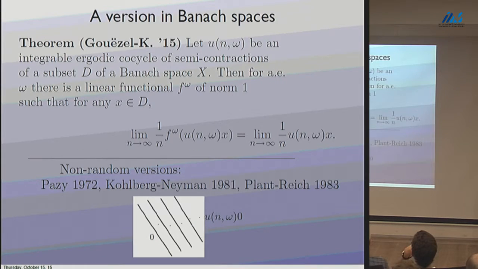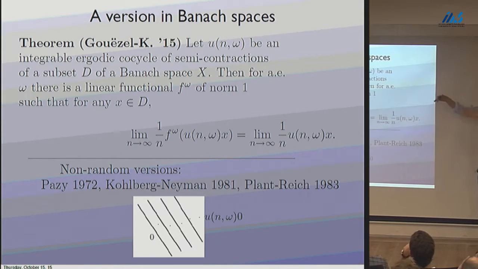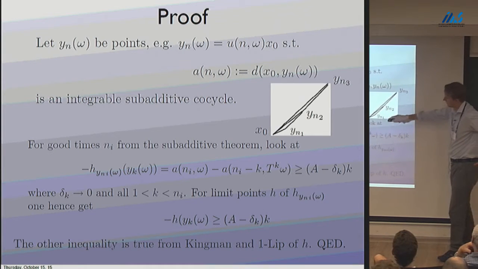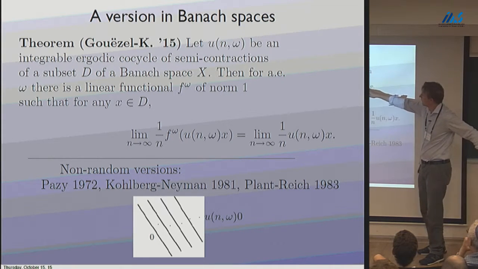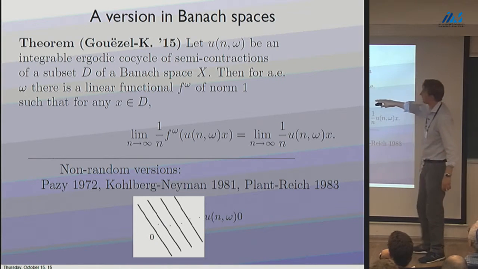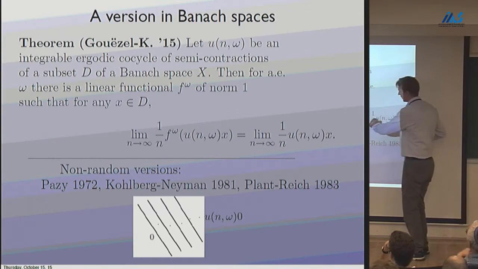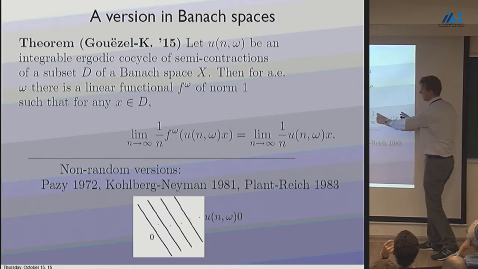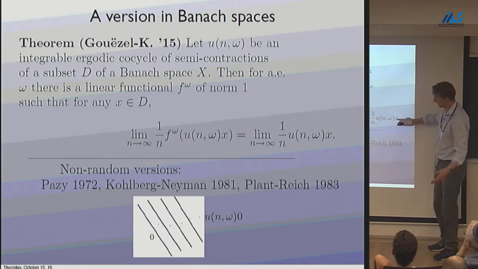Okay, so here's a version in Banach spaces. Suppose you don't like metric functionals. Either you can use the metric functional and say that by Hahn-Banach there's a linear functional that minorizes it, or you can just repeat the same argument that I had here, but use instead linear functionals from Hahn-Banach, and you can show that, given any integrable ergodic cocycle of non-expanding maps of a Banach space, then for almost every omega there is a linear functional of norm 1. That's the one-Lipschitz condition, that's why it matches this. Here I should have norm, sorry. So this is the norm in the Banach space. We can think of X as just being zero.